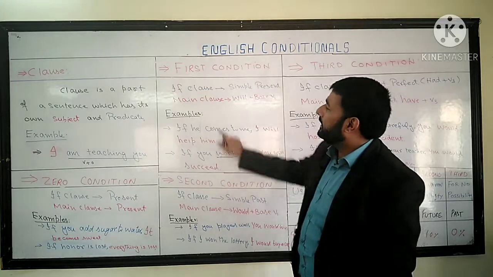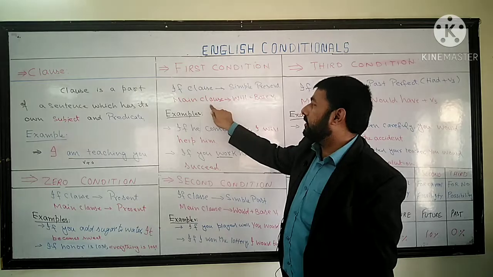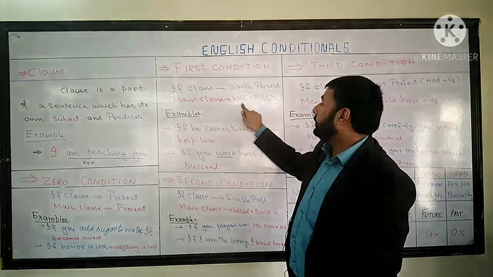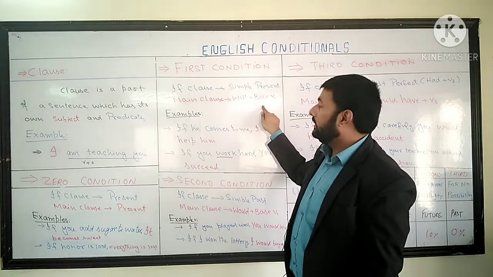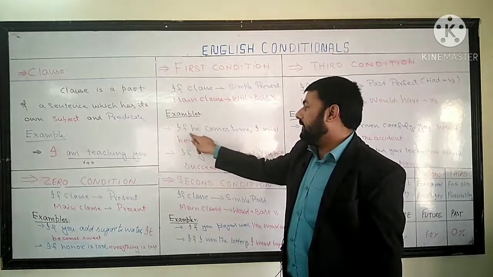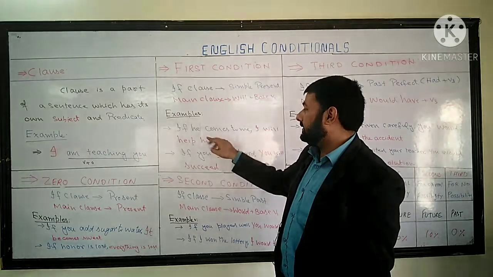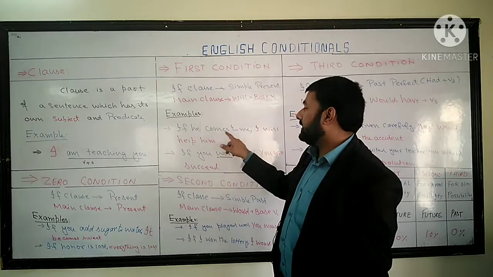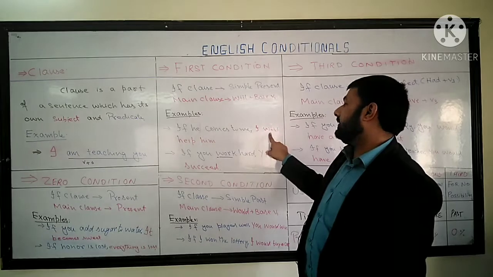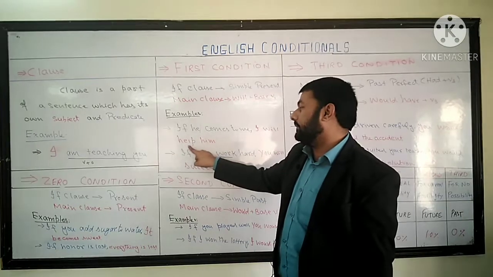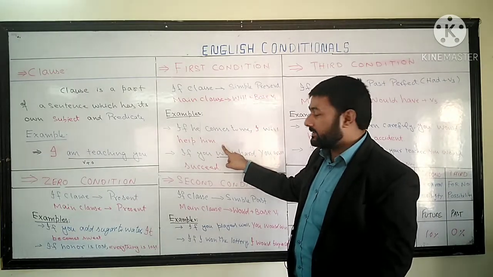In first condition, if clause is again in simple present, but the main clause or resultant clause will have will plus base form, first form of the base verb. Now consider some examples. If he comes to me, I will help him. In this sentence, the if clause written in blue has present tense in it, if he comes to me. And the resultant written in red has will plus first form of the base verb help. I will help him.